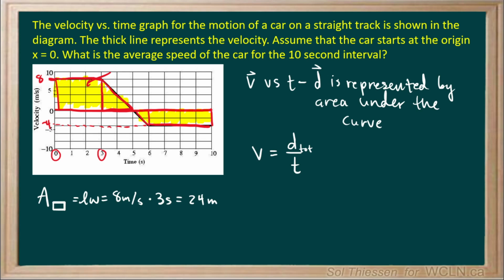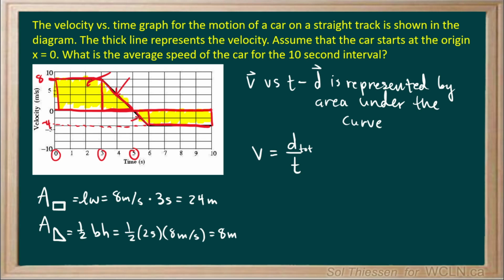Next, we'll look at this triangular segment here. So the area of this triangular segment is 1/2 base times height, where the base is from 3 seconds to 5 seconds, so it's a total of 2 seconds. So we'll have 1/2 times 2 seconds times the height, which is again 8 meters per second. And that'll be equal to 8 meters.